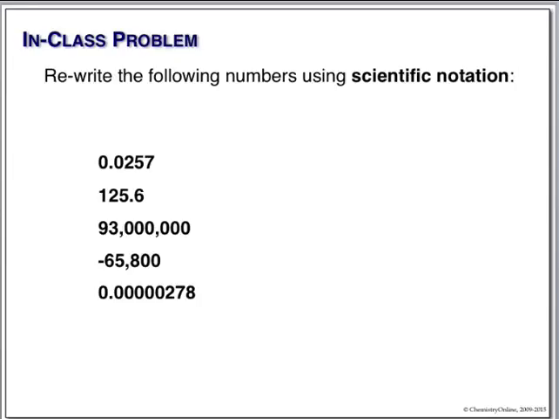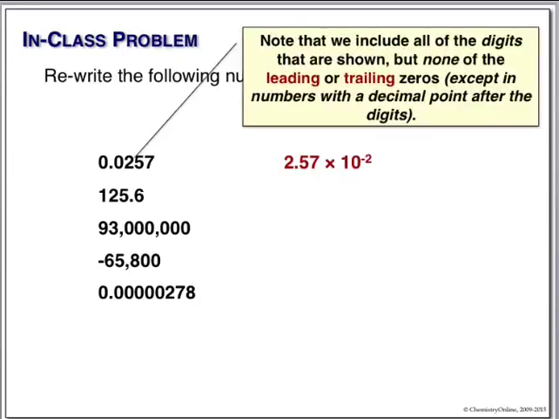For our first number here, we have 0.0257. We want to move our decimal point from where it lives right here to in between the 2 and the 5. When we do that, we are moving it to the right 2 places. To the right, remember, is a negative exponent. So this is 2.57 times 10 to the minus 2.